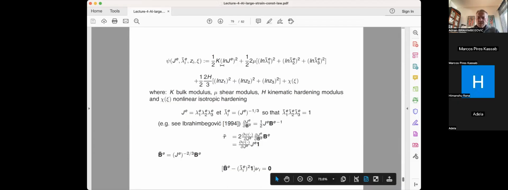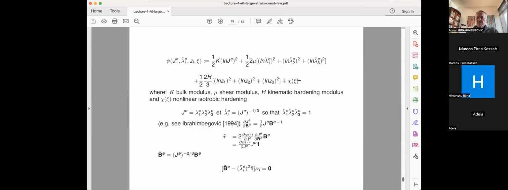So a typical choice would be something like that. The energy could be computed as 1/2 bulk modulus K times the natural logarithm of the determinant of the elastic deformation tensor, all squared, plus 1/2 times 2 nu times ln of lambda 1 derivative squared plus ln of lambda 2 derivative squared plus ln of lambda 3 derivative squared. And if you want to add kinematic hardening, it will be 1/2 times 2H divided by 3 times ln z1 squared, ln z2 squared, ln z3 squared, with z a principal direction of the back strain.